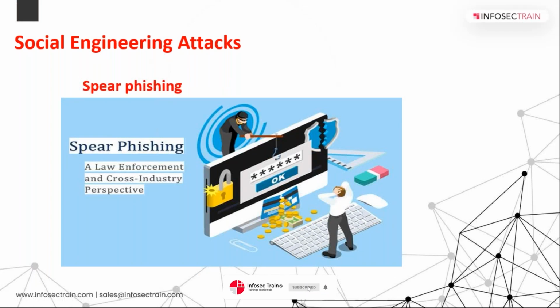Next we have spear phishing. Now, what is spear phishing? It is targeted at an individual. Again, it's a social engineering attack. The attacker will be targeting a trusted individual. He tricks the target by sending a link, a spoofing email, or a text message, or an instant message.